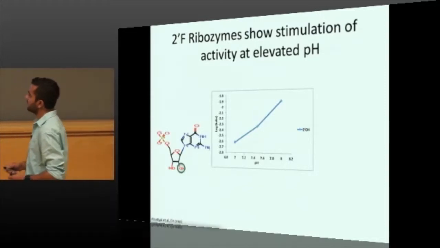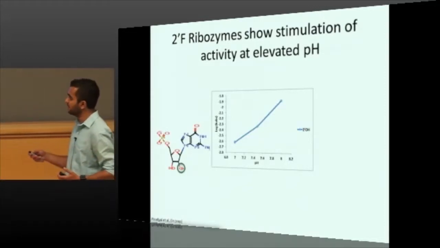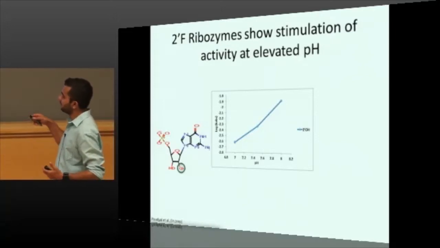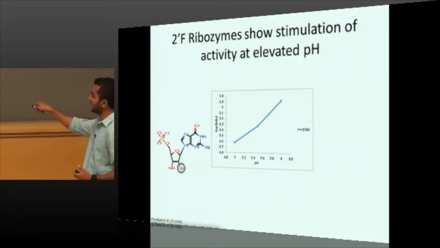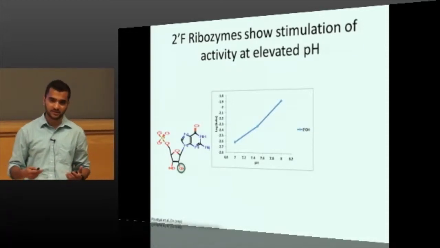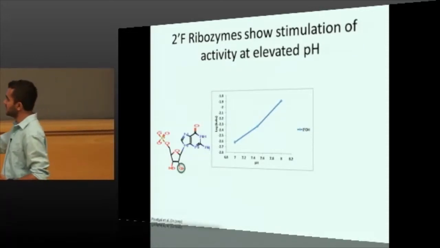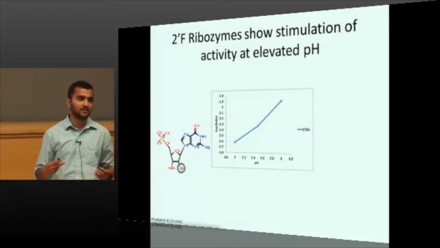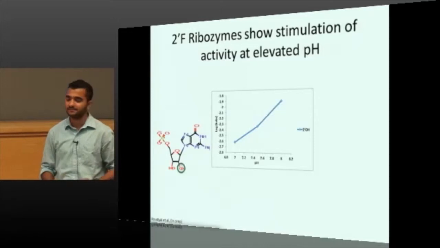So initially what we had found was that for the ribozyme with the 2' hydroxyl, the rate of the reaction increases as you increase the pH. One obvious explanation would be that as you increase the pH, the 2' hydroxyl gets deprotonated, and that somehow increases the rate of the reaction.